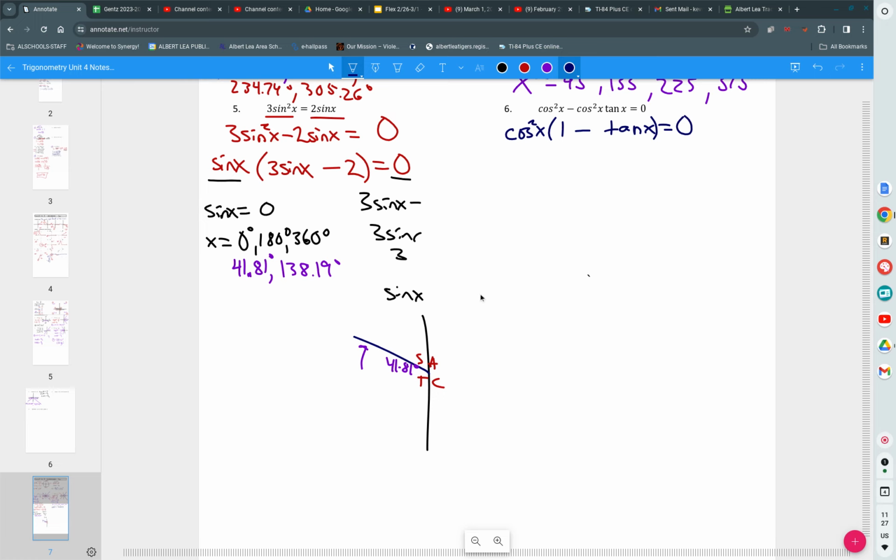Yep. All right, so I set up two equations. The first one is cosine squared of x is equal to 0. And the second one is 1 minus the tangent of x is equal to 0. I square root both sides. I get cosine of x is equal to 0. Is cosine the x value or the y value? X. When in the unit circle is the x value equal to 0? Right there. Up and down. So 90 and 270.